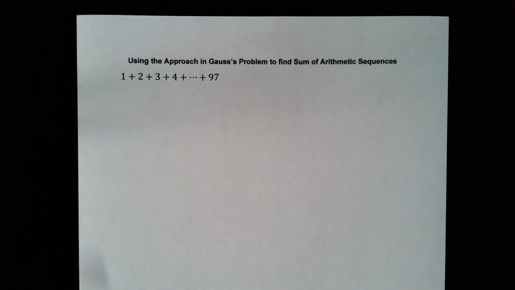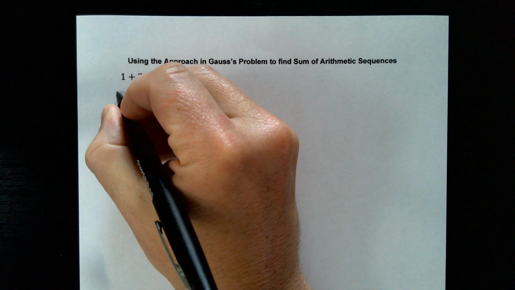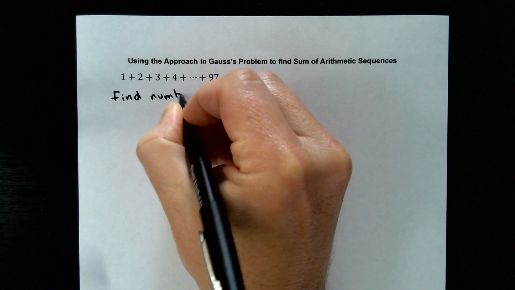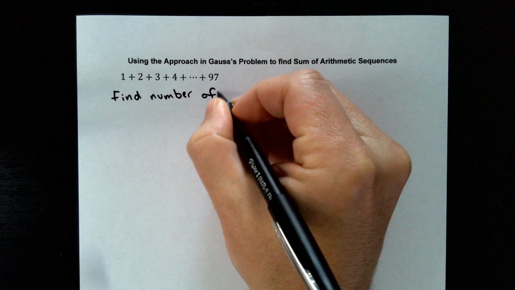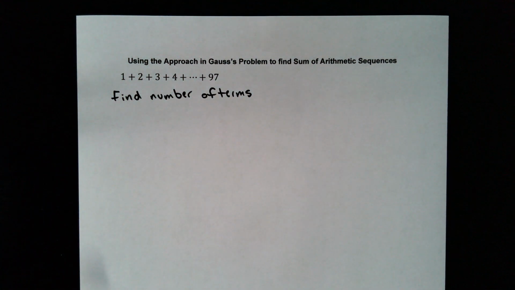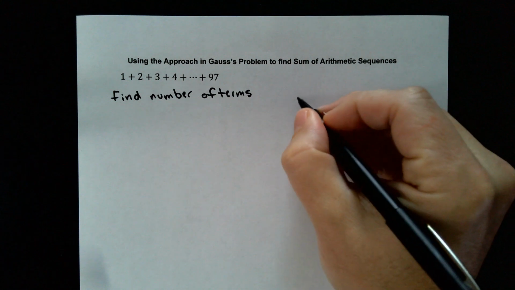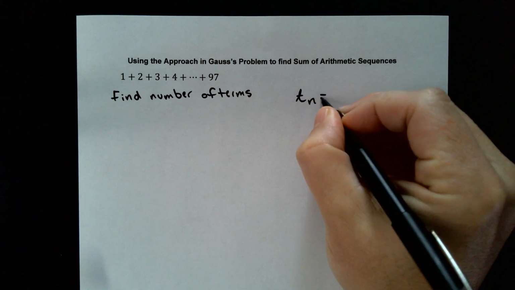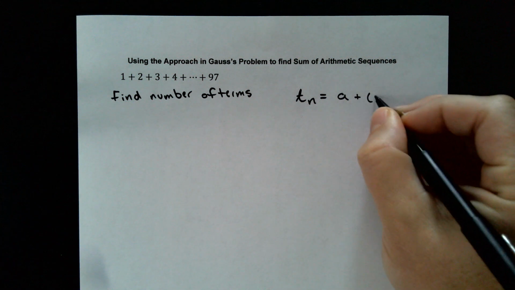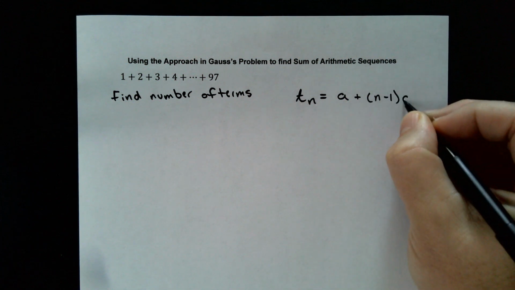So the approach to these problems when you're finding the sum is twofold. The first thing you need to do is find the number of terms. After you find the number of terms, then you can find the sum of all these. So to find the number of terms, we're going to use this formula, which is T sub n is equal to A plus n minus 1 times D.